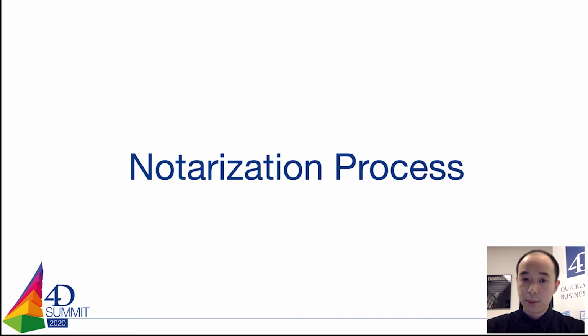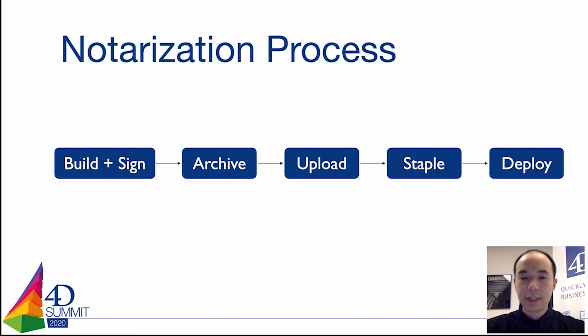So let's go through the actual process of notarizing a 4D application. There's really only 5 steps. First, you need to build and sign the app. You can either do this using the build application window built into 4D, or the build application command. You can archive the application using a zip file, DMG, or PKG file. The reason you need to do this is whenever you attempt to upload a .app file to Apple's notary service, it treats the .app file as a folder rather than an actual app. So we need to put it into something else beforehand.